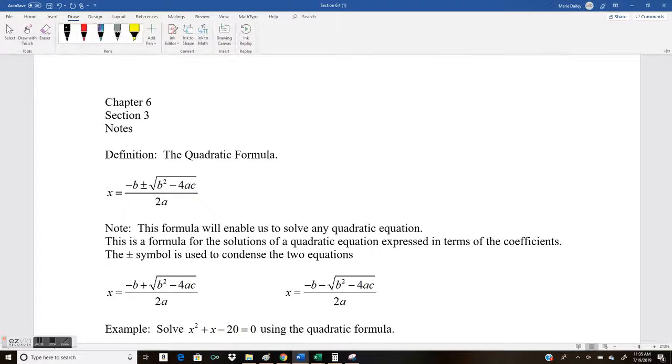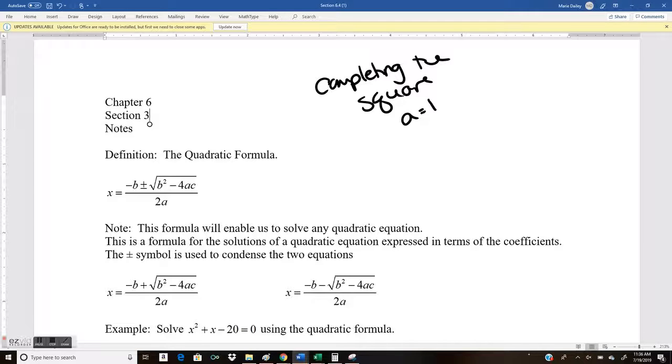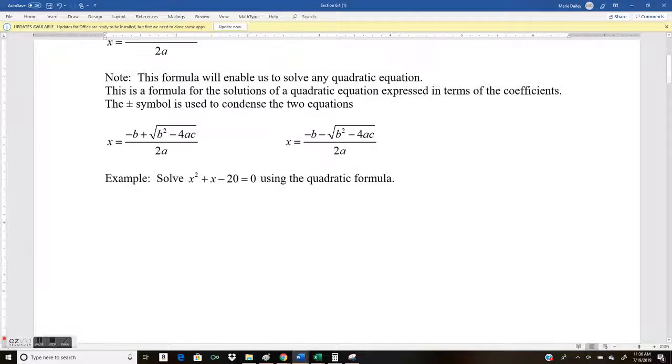All right, as we said yesterday in class, we can use completing the square if the leading coefficient is 1 and the b term is even. That is when it's best to use completing the square. For everything else, the quadratic formula will work wonderfully. So let's take a look at this example.